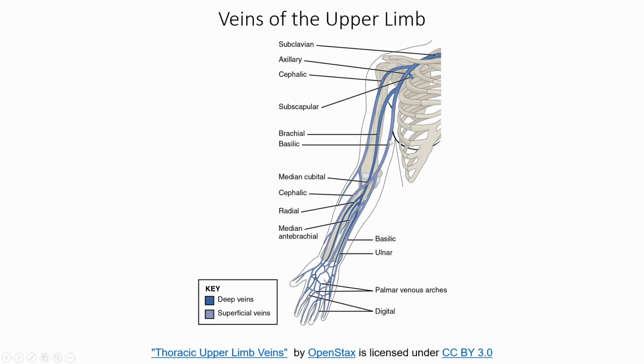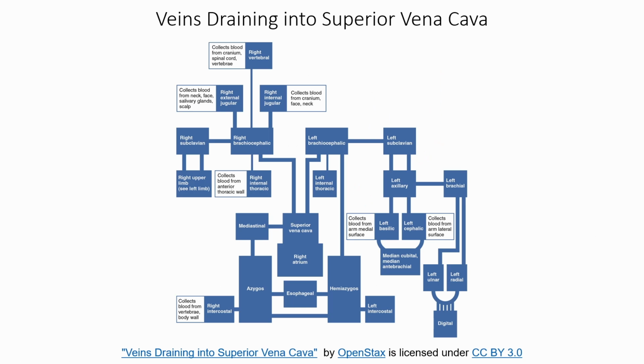Basilic is literally continuing on, right? It's long, running the whole length of the arm. And then the median antebrachial is running between the bones there. And then the palmar venous arches and digital. This is just our flow charts for those, just showing how they drain.